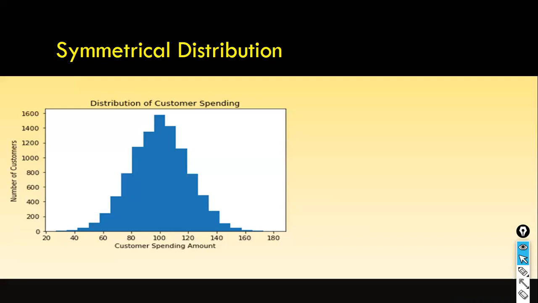Where is the mode? Where is the peak? Can you all please unmute yourself? Jay Prashant says 100. Very good. How about others? Dhanraj also says 100. Very good. The peak is at 100.